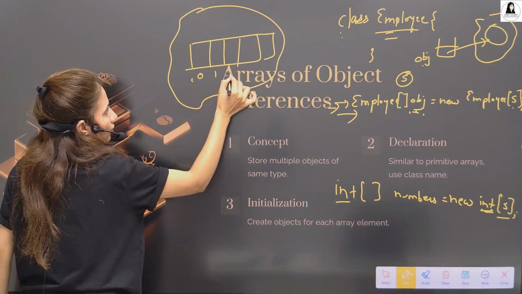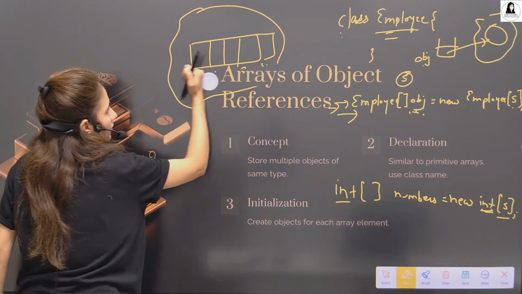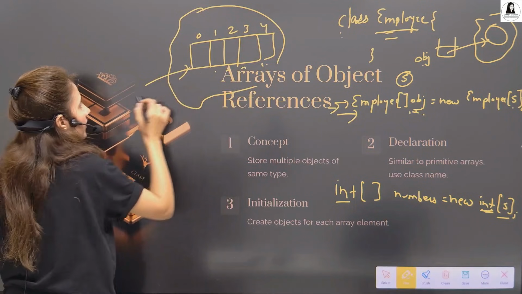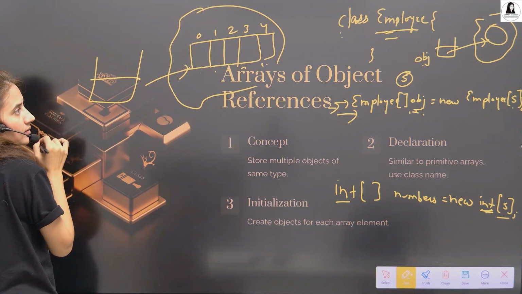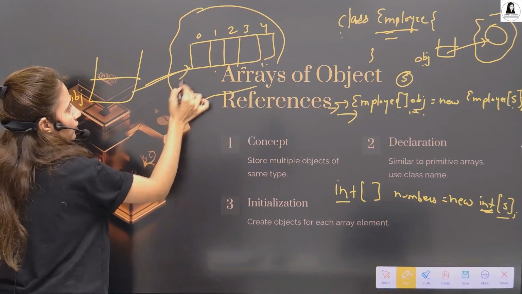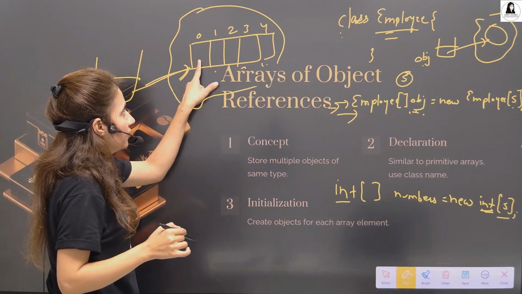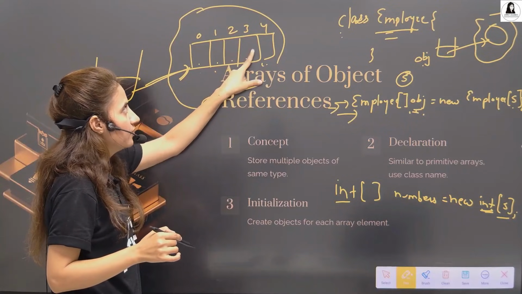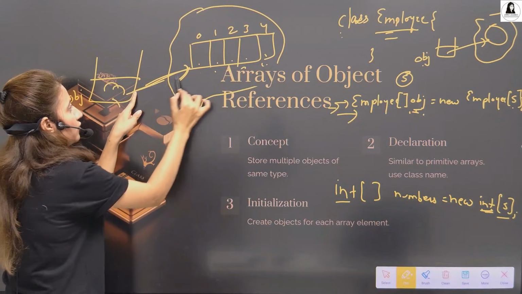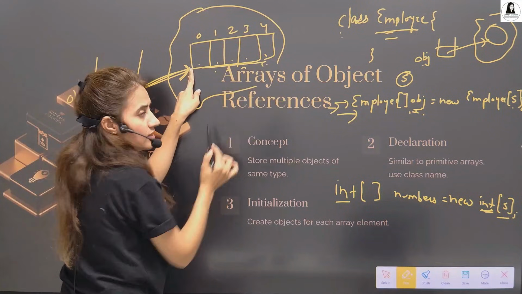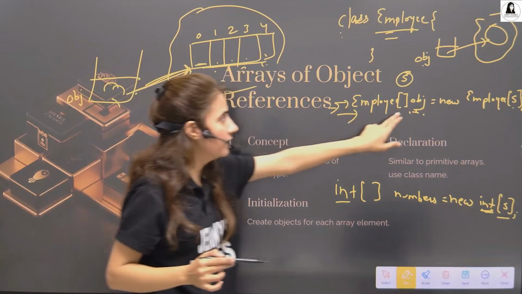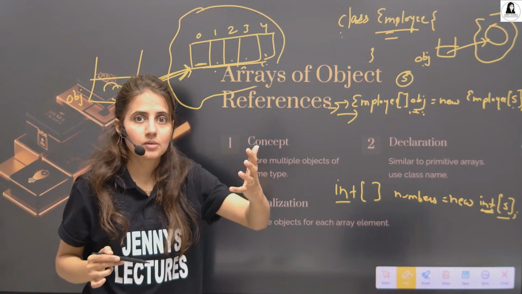So this is 0, 1, 2, 3, 4. Let me just write down this here: 0, 1, 2, 3, 4, the index. And the starting index is at this stack, right? And the name is obj. So this is referring to here. So this is one object reference, another object reference, another, and another. Here it is containing the reference of this array of object references. And I'm saying that this is itself an object reference because we have created an array of object references.